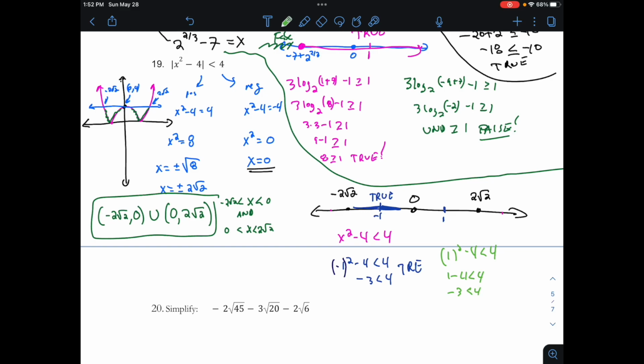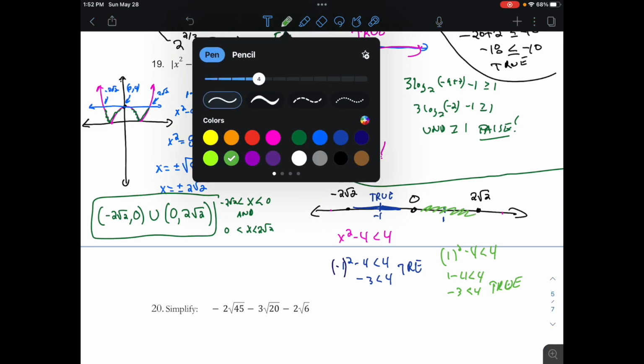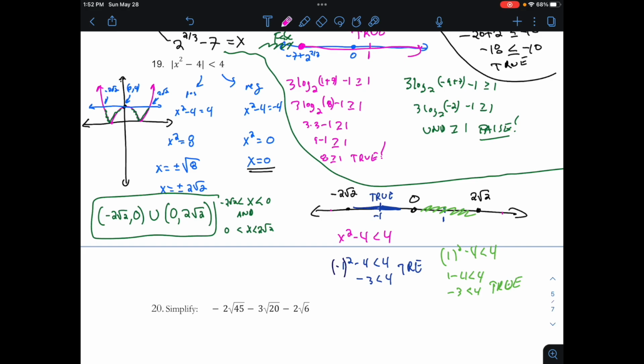1 minus 4 is less than 4. Negative 3 is less than 4. So we get the same thing. That's also true. Okay. Then something more than 2 root 2, I can test whatever I want.